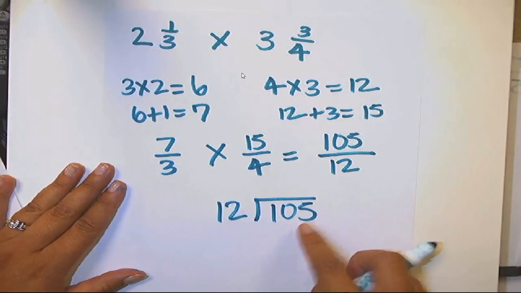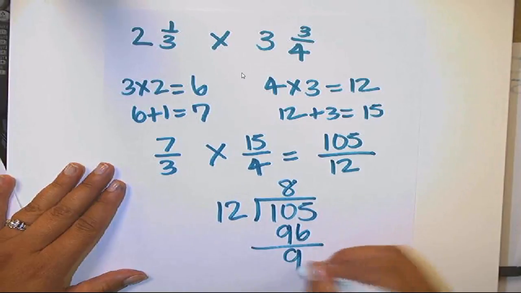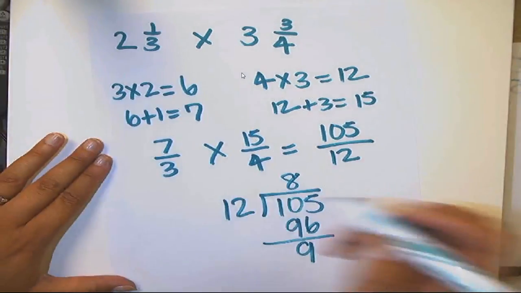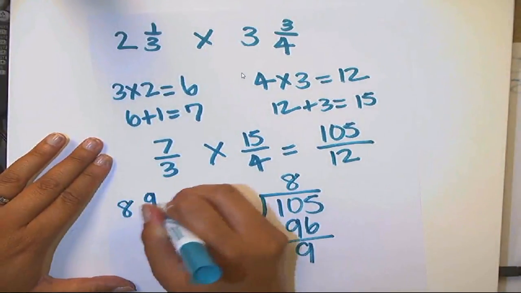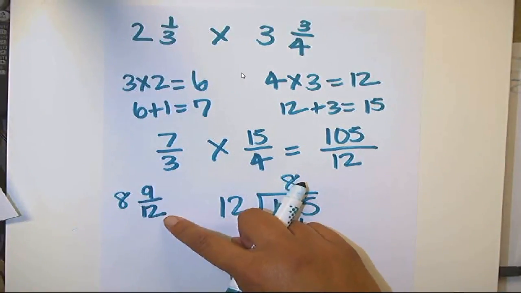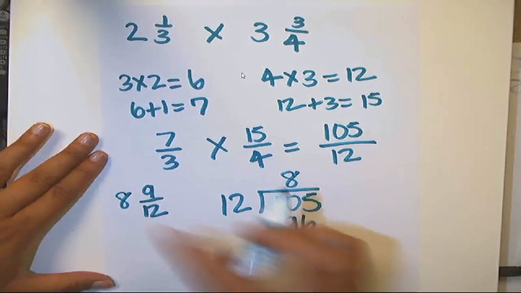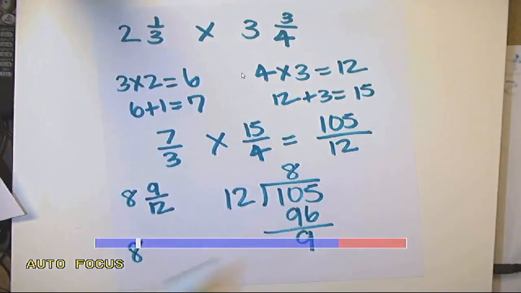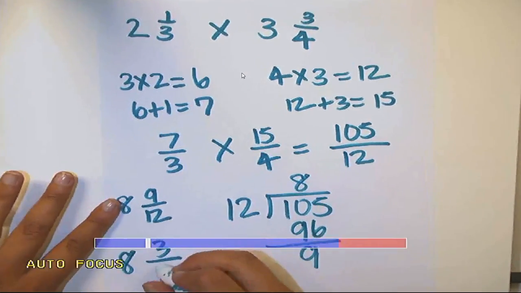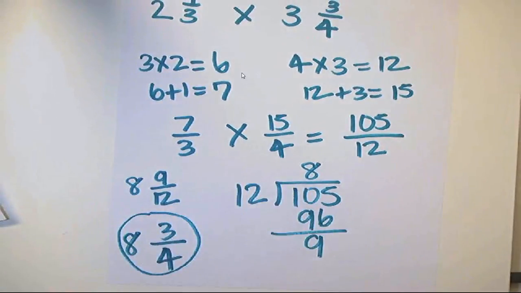12 will go into 105 8 times. My math, I end up with 9. So here I end up with 8 and 9/12. I can look at that right there, and again, I know that I have to reduce that to its lowest form. So I know that 3 will go into 9 and 12. So let's reduce this. I'm going to keep my whole number of 8, and I know that 3 will go into 9 3 times, and 3 will go into 12 4 times. The answer to the problem is 8 3/4.